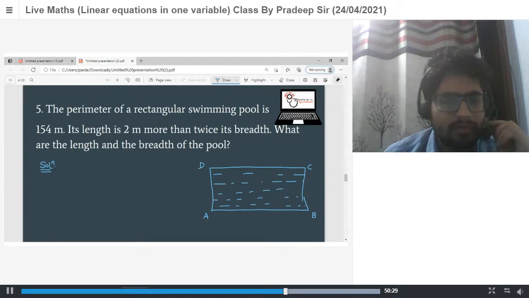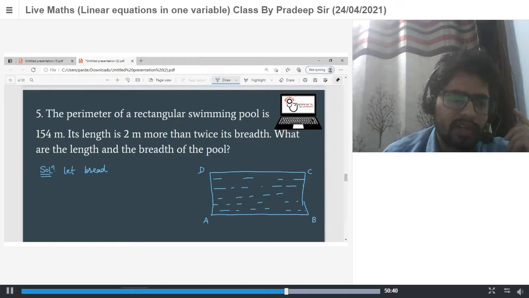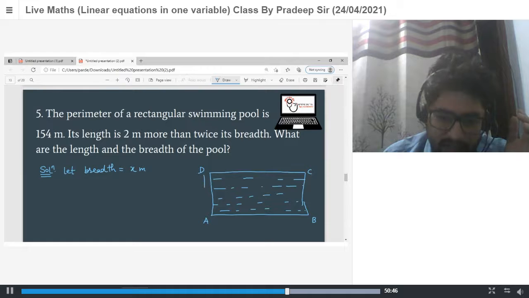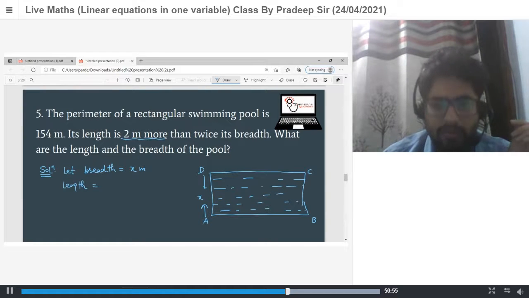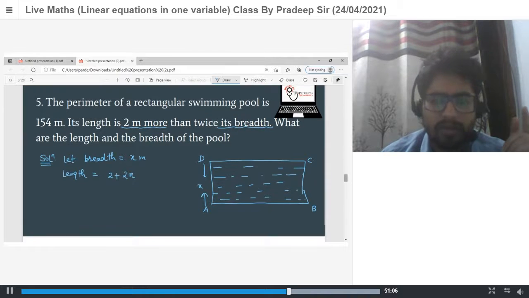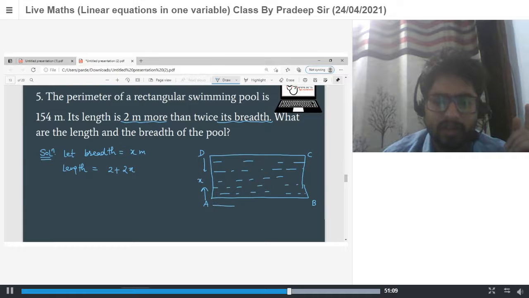What is the information about length? Length is 2 meter more than twice of its breadth. So let breadth be equal to some x meter. So if breadth is x meter, length is what? According to the question, length is 2 meter more than twice the breadth, which means 2 plus 2x. Yes or no? So length is 2 plus 2x.